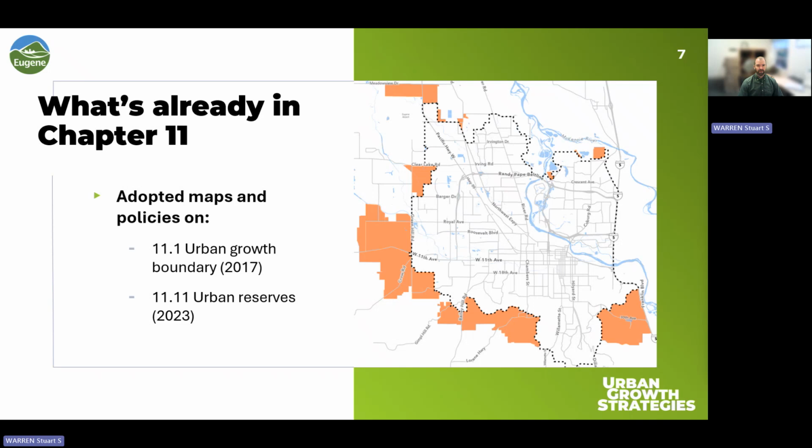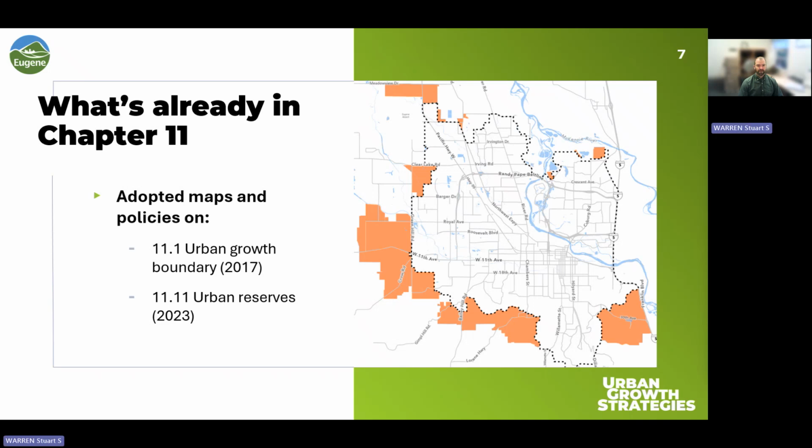Chapter 11 has some currently adopted components that were adopted in 2017 and 2023, including a policy establishing Eugene's urban growth boundary and official map. This policy and map were adopted as part of Phase 1 of the Comprehensive Plan in 2017. Eugene's urban growth boundary identified the land that was anticipated to be needed by Eugene's growing population over a specific period of time, or in this case, through 2032.